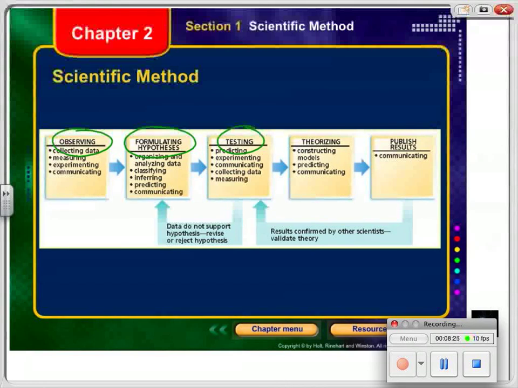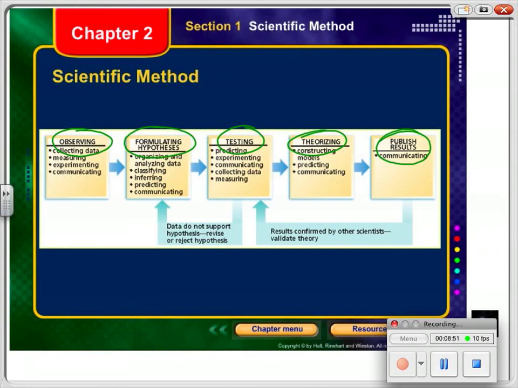After that, you theorize, meaning after many observations and experiments, you construct models, you try to predict what will happen in a new situation, and you communicate with people. And after you come up with that, then you can publish your results and become a super famous scientist. Some people like to try to skip some of these steps to become famous.